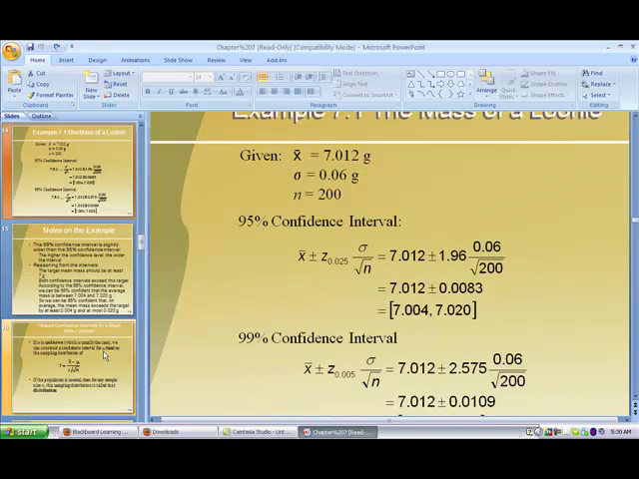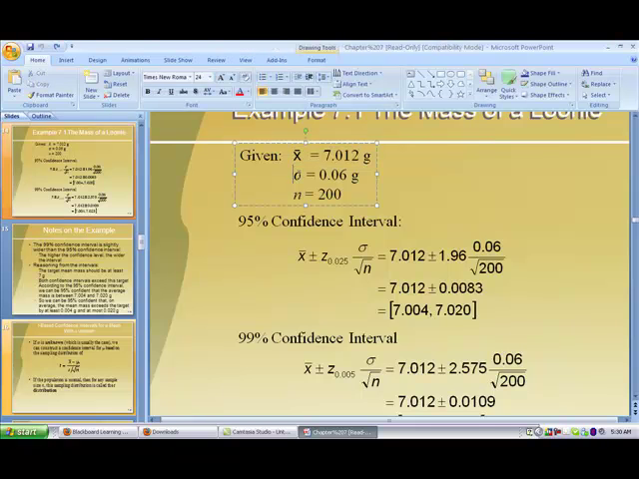So this is what a sample question would look like. They'll give us the sample mean, the standard deviation, and the sample size. For a 95% confidence interval, we just plug in all these numbers that we found. We have 7.012, which is given, plus or minus 1.96, which is the one we found, times the standard deviation over the square root of the sample size, which gives us 7.012 plus or minus 0.0083.